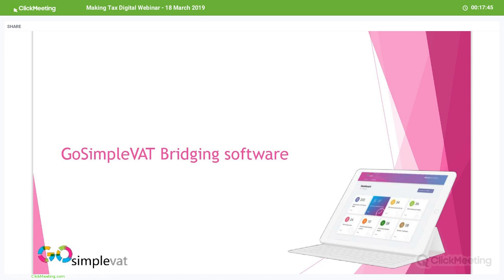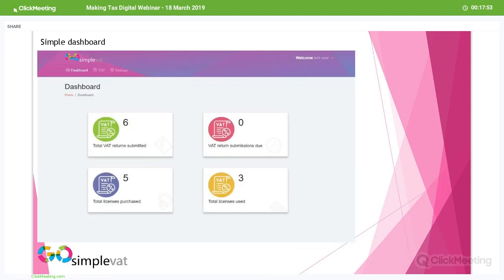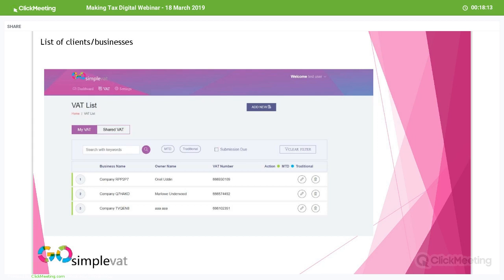Okay. As I said, I'd very briefly show you our software options. So our first one is our bridging software. It's a very simple dashboard showing you the VAT returns due and VAT returns submitted. And also, as it's a paid for product, it shows you your licensing situation in a single dashboard. Your VAT list or client list, taken from our test software, shows three users in there, with very basic information.